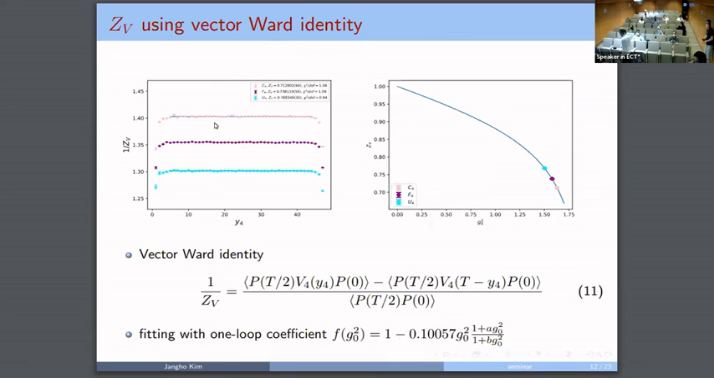Yeah. So we use the Ward identity to determine ZV, and that's the bare coupling dependence of the ZV. Yeah. And it's constrained to go to one loop perturbation theory. But indeed, we use the values of ZV which are determined. So we don't use the fit formula on the right side. This is just for illustrative purposes.